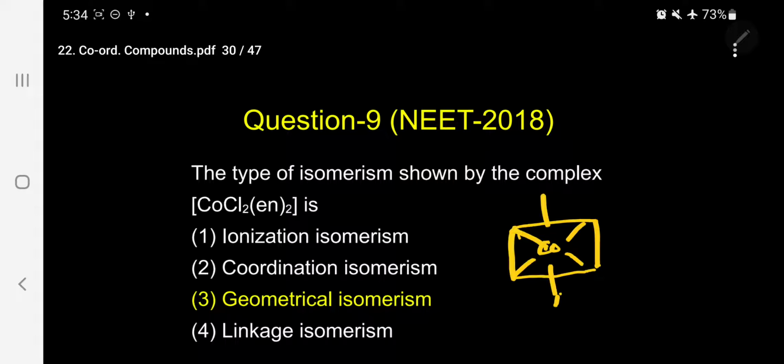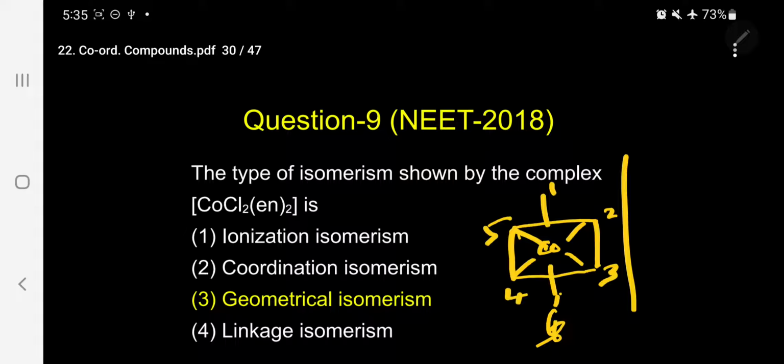This is the octahedral. Suppose I want to write here, according to this rule, this is number 1, number 2, number 3, number 4, number 5, number 6. This is the method you have to memorize. In the octahedral complex, this is the numbering you have to give. So how to find out whether it is cis or trans isomerism? Geometrical isomerism means cis-trans isomerism. You must understand how to identify which case is cis and which is trans.